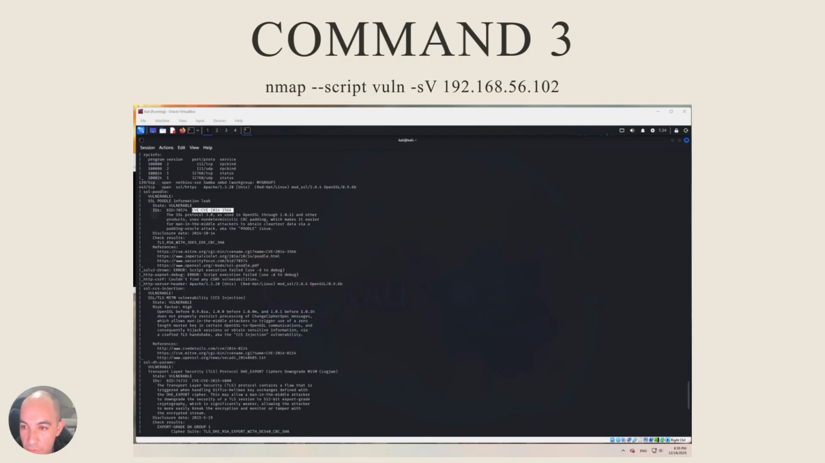My command number three is the nmap --script vuln -B. This runs vulnerability detection scripts. Findings: flaws and potential issues in Samba and Apache, categorizing them as high risk due to known CVEs.